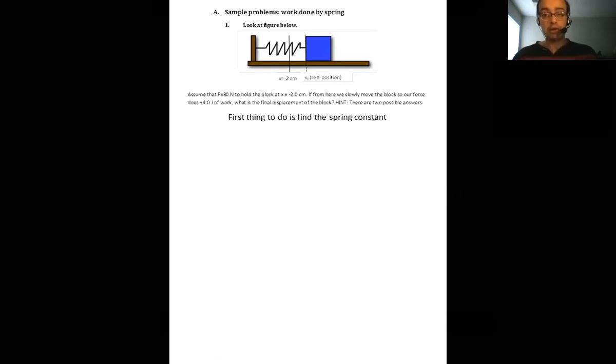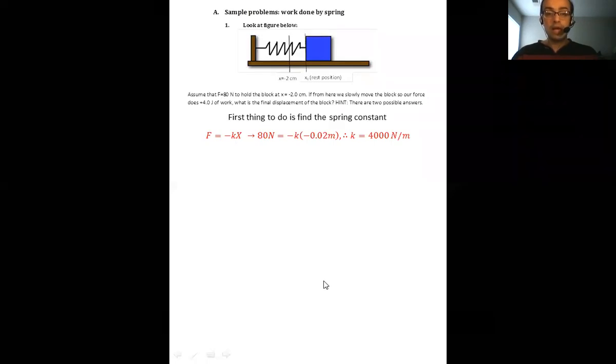Where would those 2 answers be coming from? Well, we could do work on this system either by compressing the spring further or by allowing the spring to return to its neutral position and then stretching it. The first thing you want to do whenever you're dealing with springs and you're not told the spring constant is to find the spring constant. And in this case, what we say is F is equal to negative kx, and the force in this case is 80 newtons. That's what we're told up here.